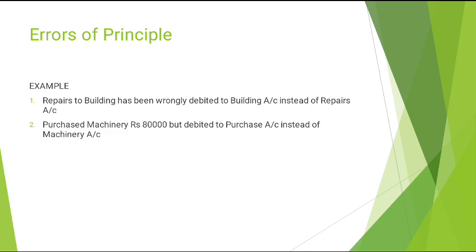For example, repairs to building has been wrongly debited to building account instead of repairs account. Here, building is a capital nature expense, but we debited repairs account. It is a revenue nature expenditure. So this kind of errors is called errors of principle.